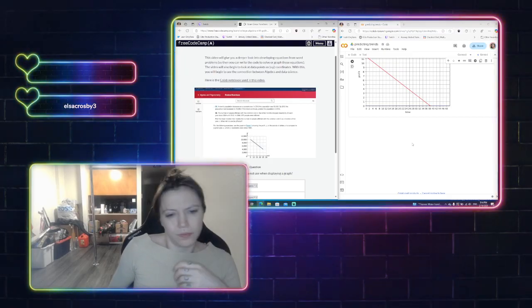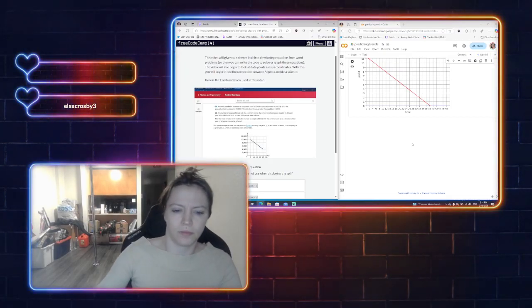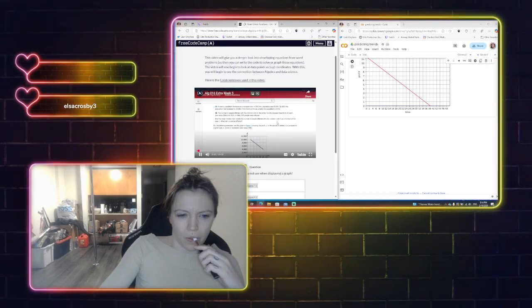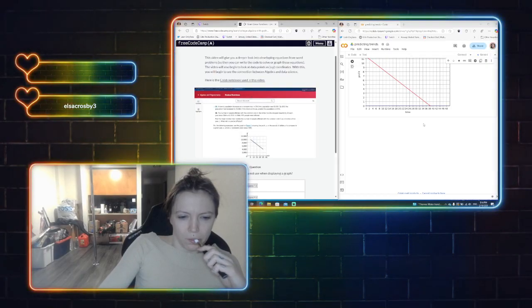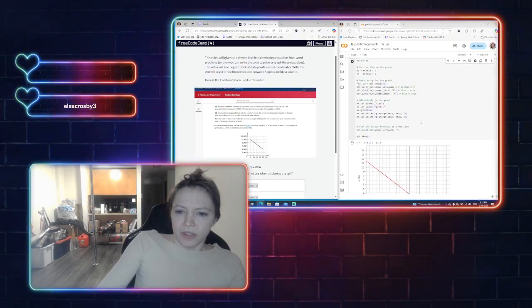So if we look at 25, a town's population increased at a constant rate. In 2010, the population was 55,000. By 2012, the population had increased to 76,000. If this trend continues, predict the population in 2016. So we want to notice. Yeah, we did do this already.